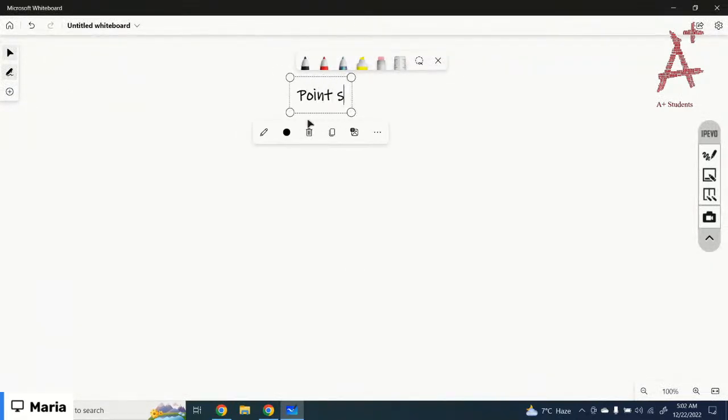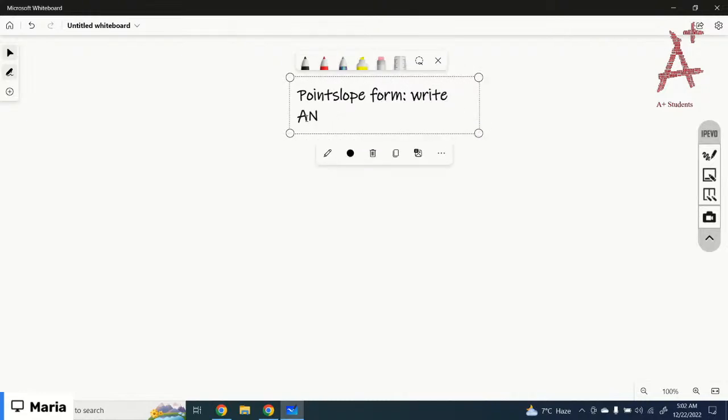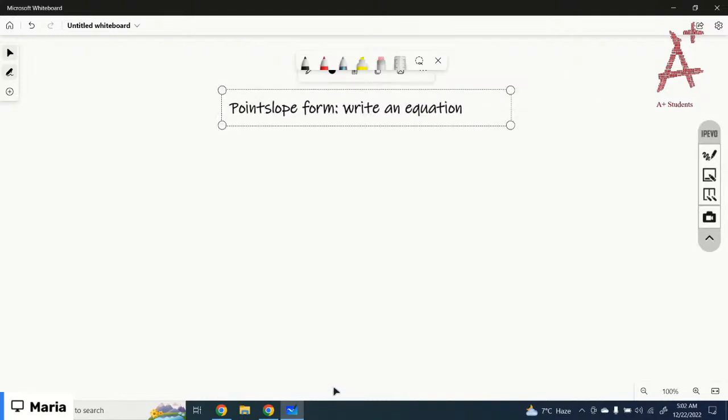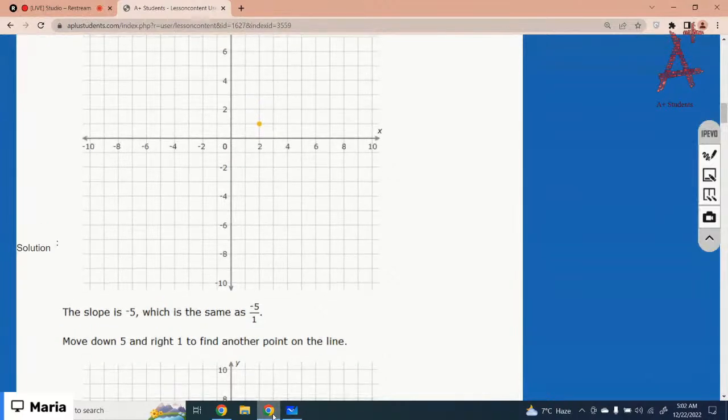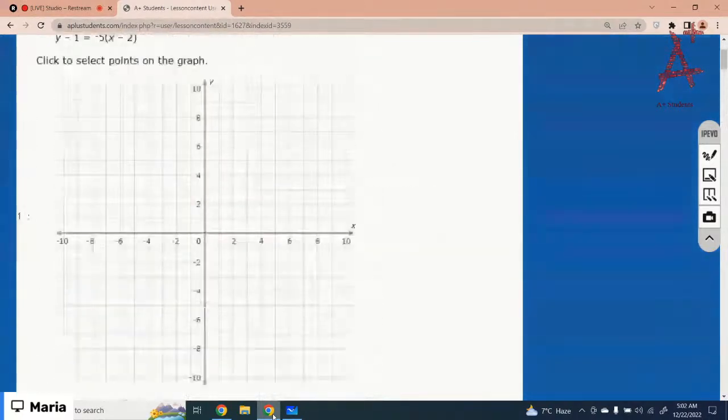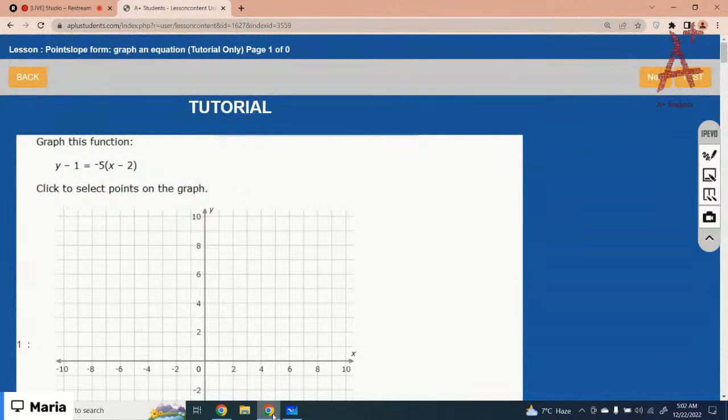Point slope form, write an equation. Okay, let's just start with the first lesson. So here I am on grade 9 maths. The chapter name is linear functions and I am on the lesson point slope form graph and equation. Got it?